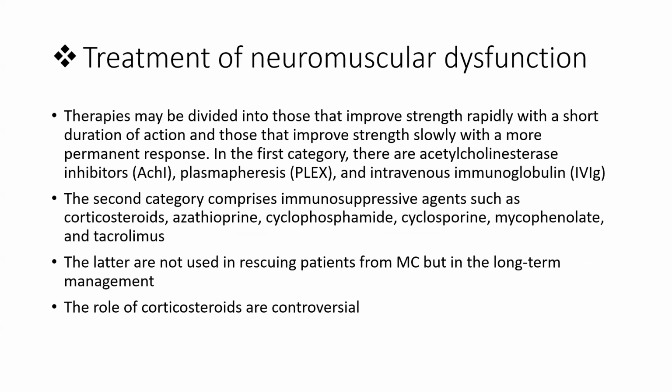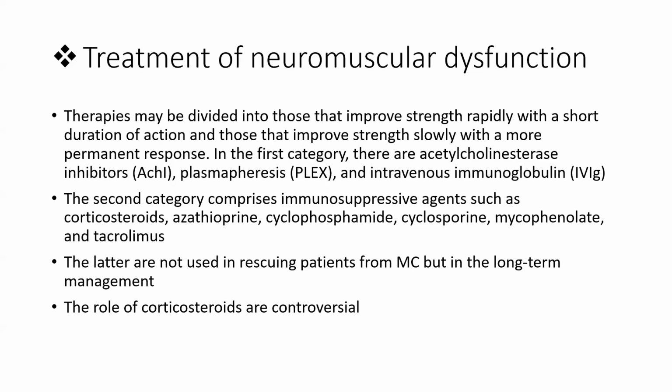Now, the treatment of neuromuscular dysfunction. Therapies may be divided into those that improve strength rapidly with short duration of action and those that improve strength slowly with more permanent response. In the first category, there are acetylcholinesterase inhibitors, plasmapheresis, and intravenous immunoglobulin. The second category comprises the immunosuppressive agents such as corticosteroid, azathioprine, cyclophosphamide, cyclosporine, mycophenolate, and tacrolimus. The latter are not used in rescuing patients from myasthenic crisis, but in long-term management.